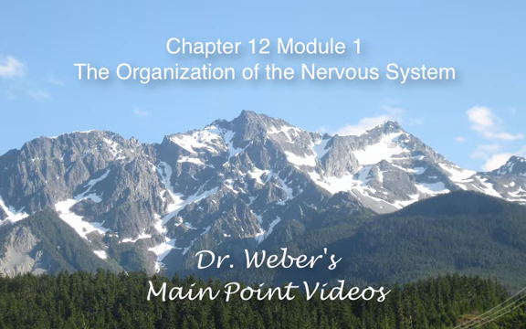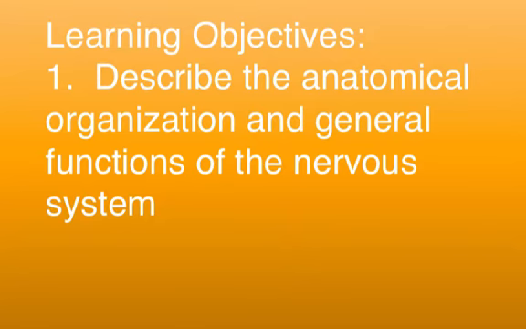This is Chapter 12, Module 1, The Organization of the Nervous System. The learning objective of this module is 1. Describe the anatomical organization and general functions of the nervous system.